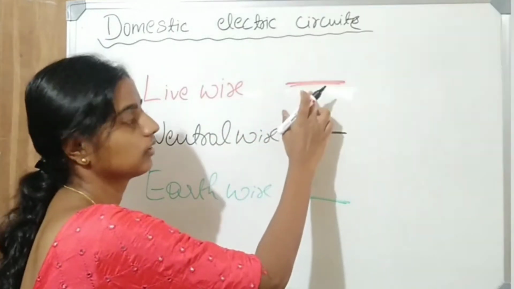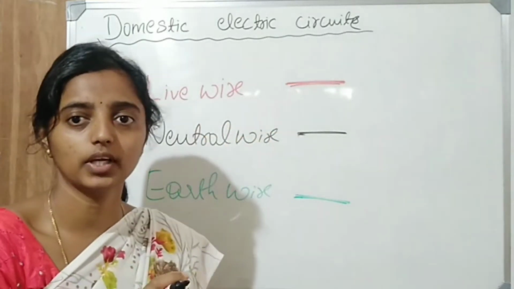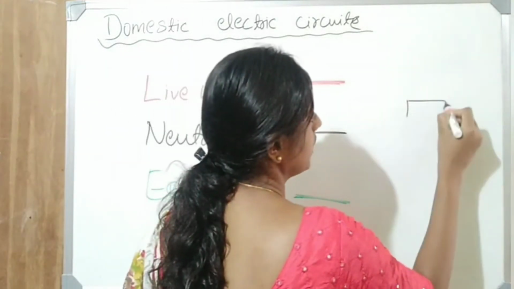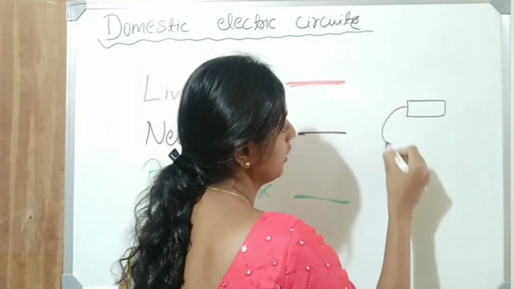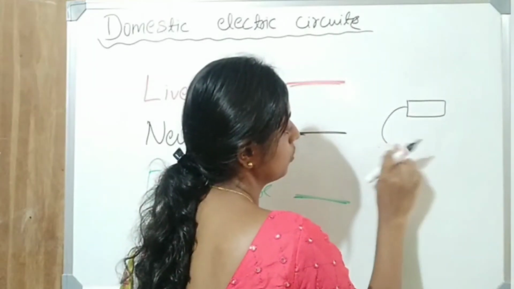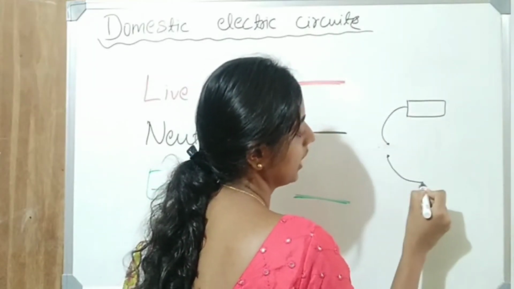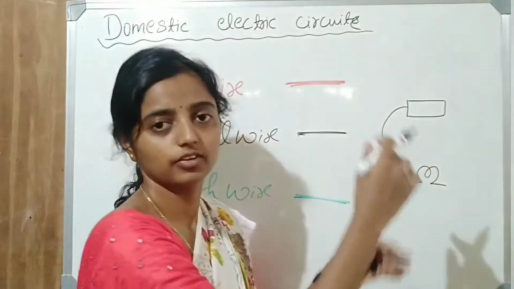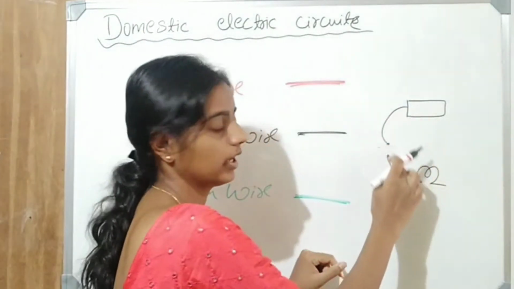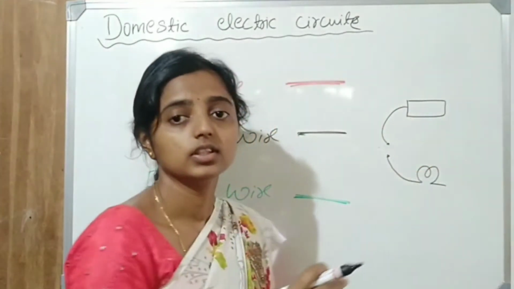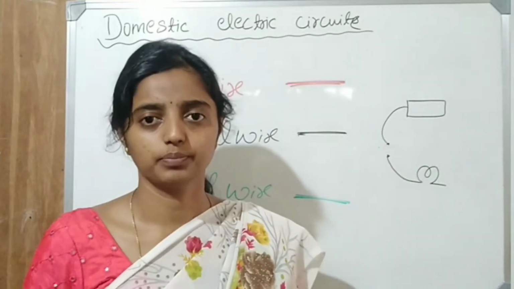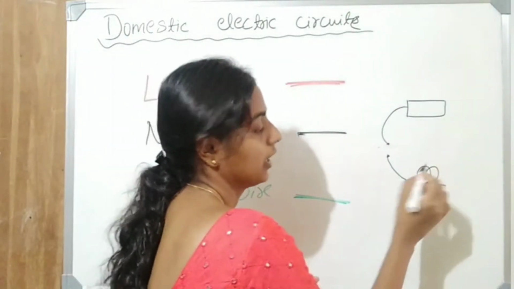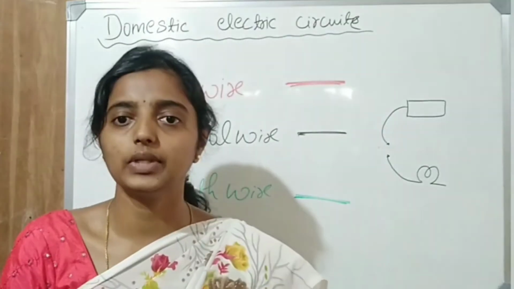Okay. Why did they pick red? Red, because live wire is where electricity will be flowing all the time. See, if this is our main board and we have a switch here, and later we have our bulb, from here we'll get the electric supply. This is our live wire. In the live wire, the current keeps flowing all the time, right? And as I told, neutral wire is used to complete the circuit, right?